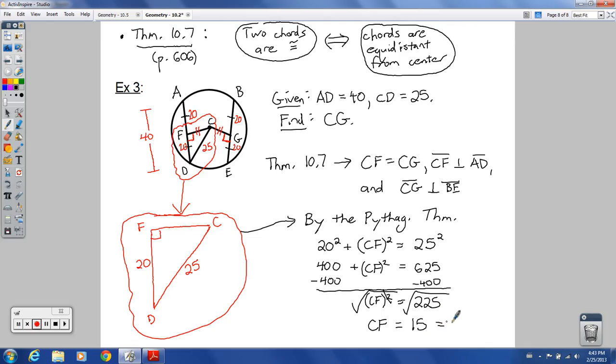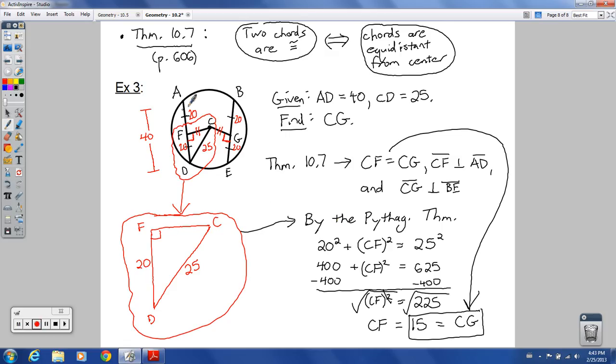And what is CF also equal to? CF here equals CG. And I'm trying to find CG. I know they're congruent based on Theorem 10.7. So I'm going to write it the way I had there originally, CG. Let's make one final little arrow here, from here down to here. That's why I could say CF equals CG. That's why I could say 15 also equals CG based on that fact. And so I've done what I needed to there.